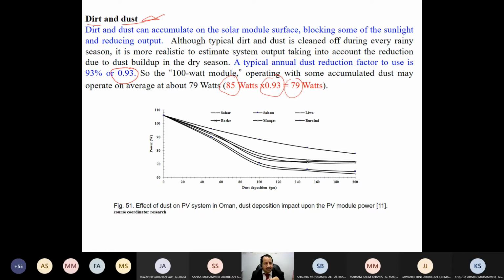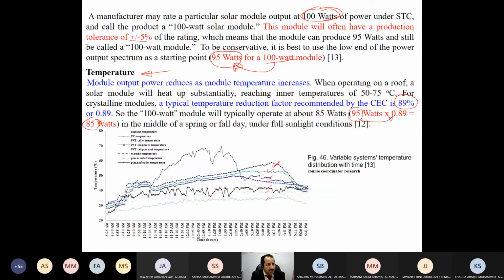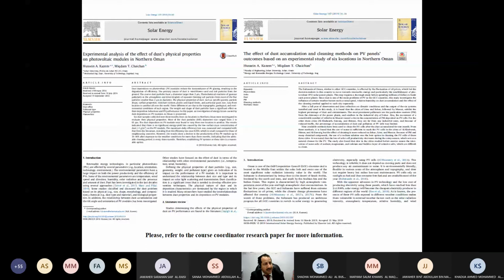What else beside the effect of temperature? Just a minute, let me see what we discussed. Temperature, yeah, temperature. And now dust. Let's see, these are some articles, I will provide them for you to expand your information and knowledge.